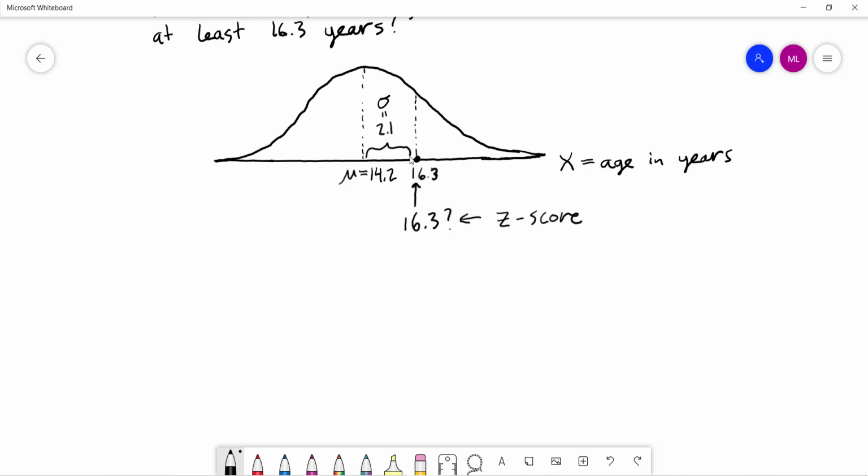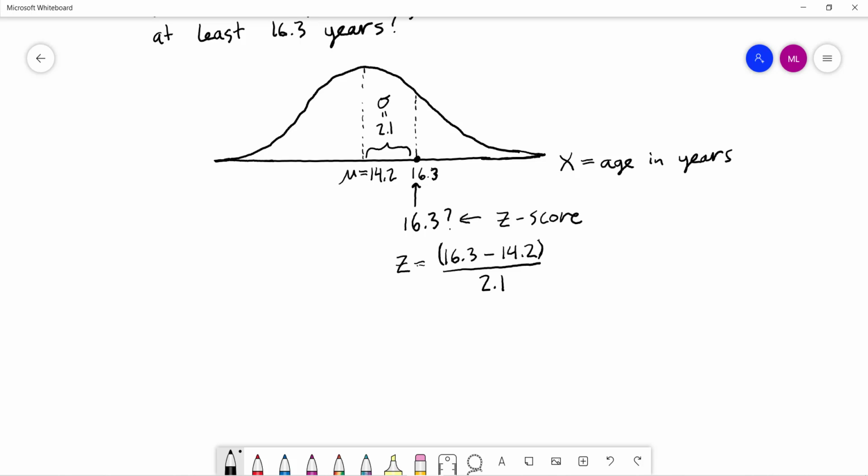We can see that it's clearly one standard deviation above average. We should get a z-score of 1 out of this. So let's check and just verify. If I plug in the value of interest, 16.3, and I subtract off the mean, which is 14.2, and then I divide by the standard deviation, which is 2.1, maybe toss some parentheses around the numerator here.